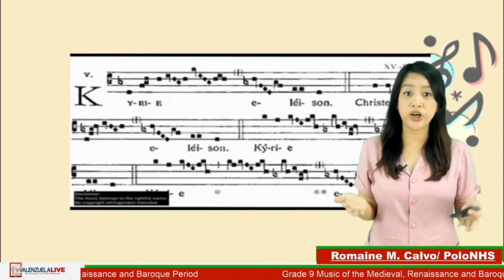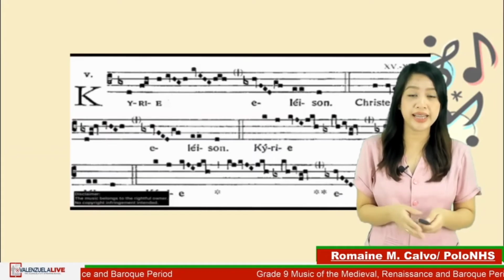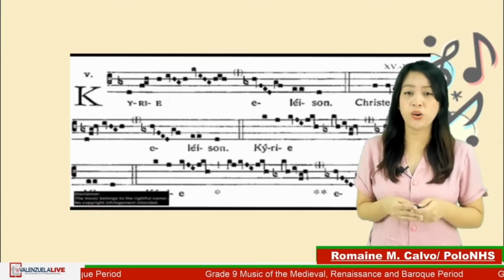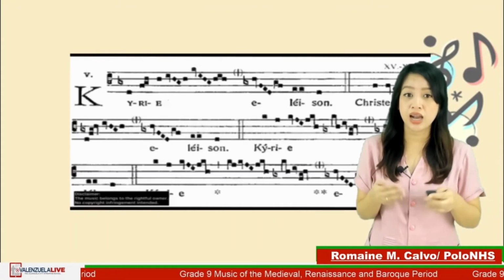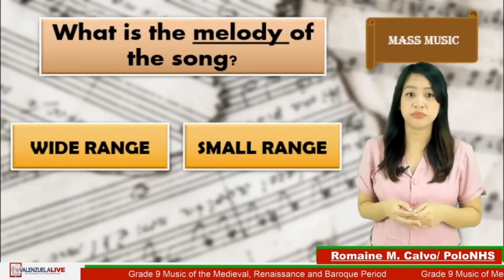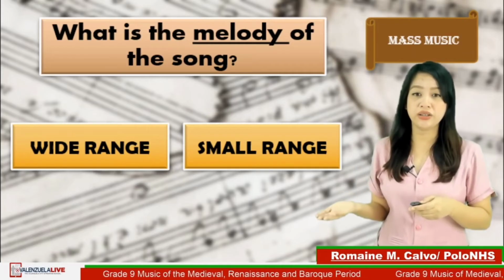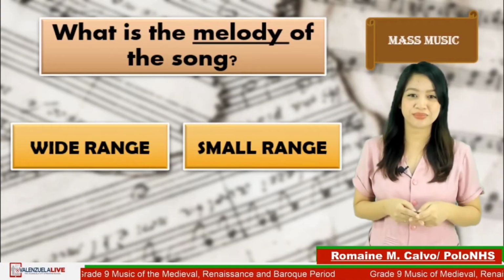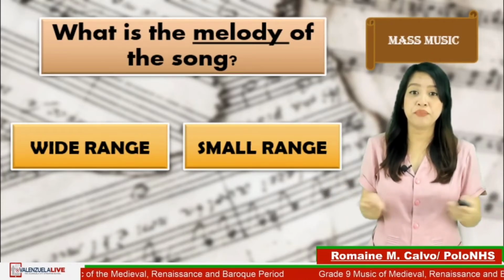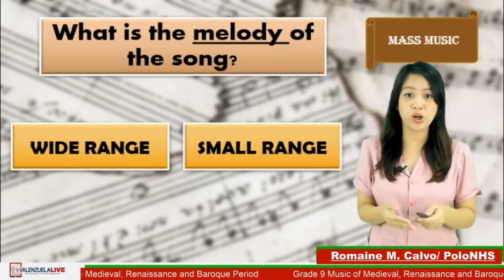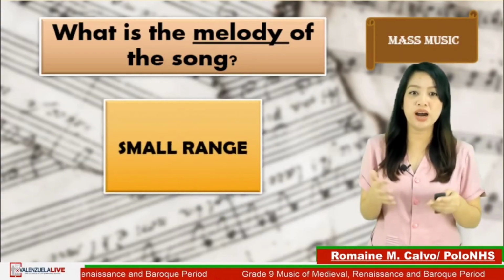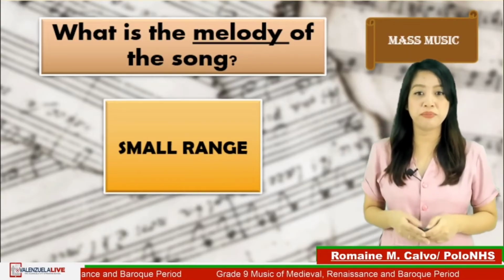The music you have heard is the first part of Kyrie eleison, a term which means Lord, have mercy. It is the only section of Mass that uses Greek text. So now, what do you think about its melody? Is it moving in wide range or small range? Well, actually, the music is easy to sing because the notes move in a small range with a few large leaps in a flowing meter.